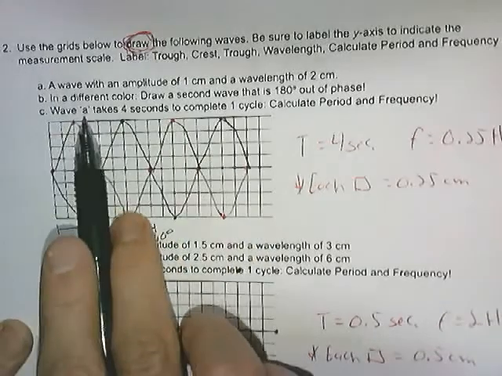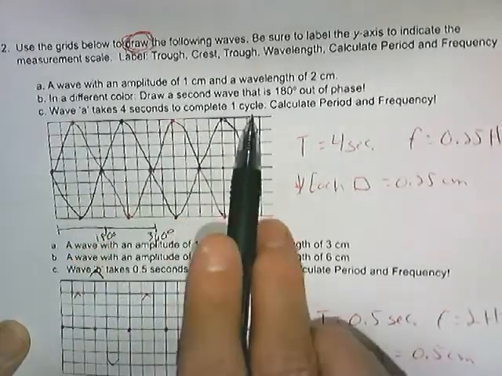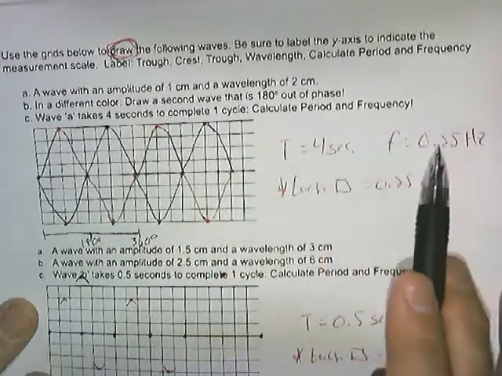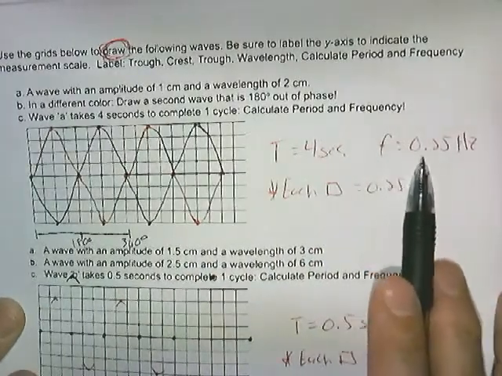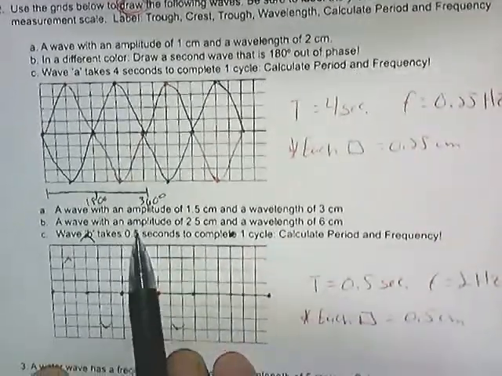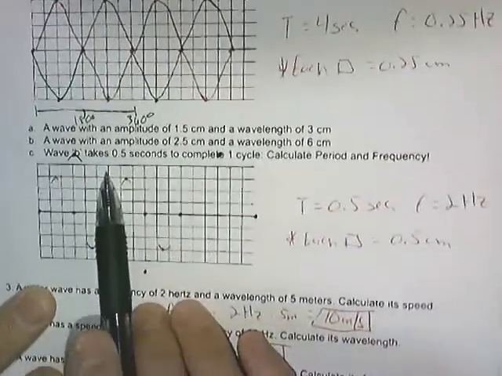And that satisfies here. So wave A takes 4 seconds to complete one cycle. Calculate the period. Well, it tells me 4 seconds. Therefore, its frequency is 1 over 4, which is 0.25 hertz. Moving on to the next one.